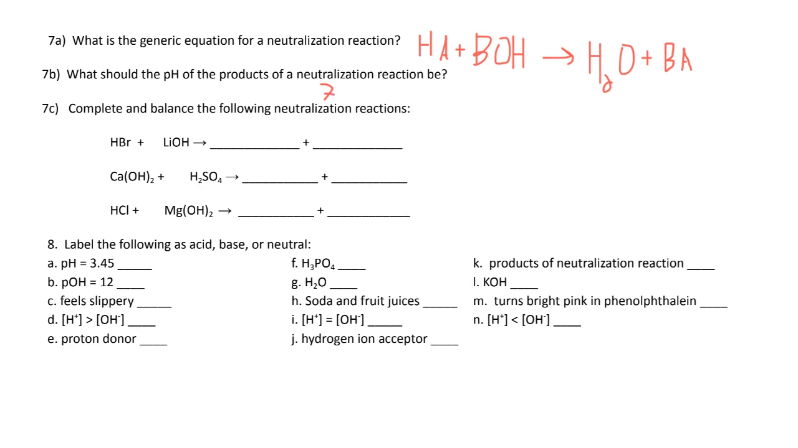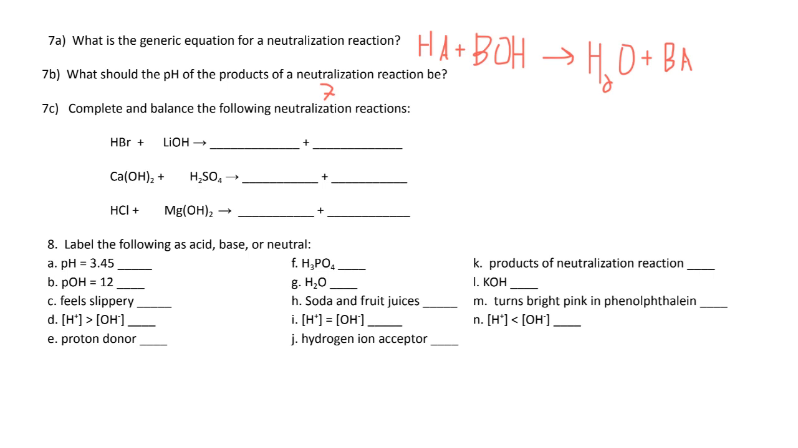Now I'm not going to test you on this, but if you did a strong acid with a weak base, the neutralization would still be a little bit acidic. It'd be slightly below 7. If you did a strong base with a weak acid, that's the one that'd be slightly over 7.